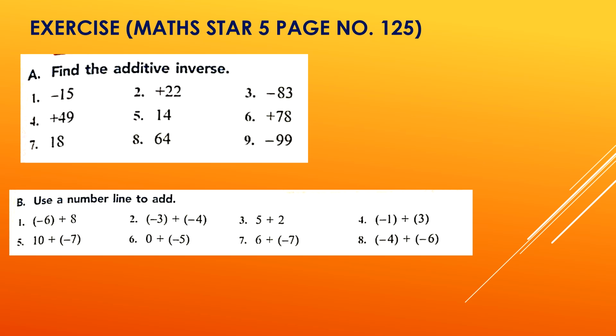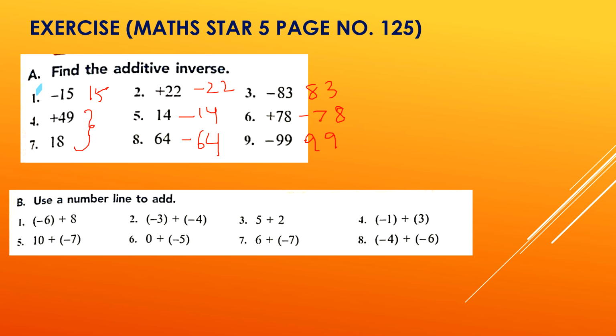That's it. So now this is the exercise that is given on page number 185. In the first question, they have asked us to find the additive inverse. Additive inverse is the exact opposite. So for -15, 15 is the answer. Plus 22, -22. -83, 83. If it is 64, it is -64 and so on. Okay. So this is the exercise. For 78, it will be -78. For -99, it will be 99. For 14, it will be -14. So how about you give me answer for these two?